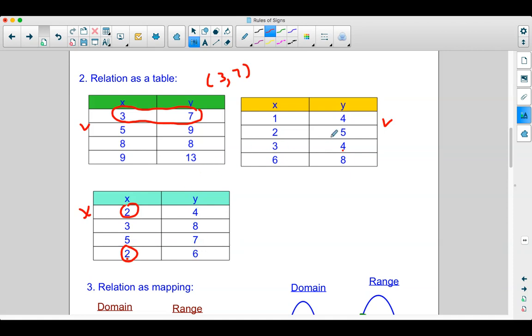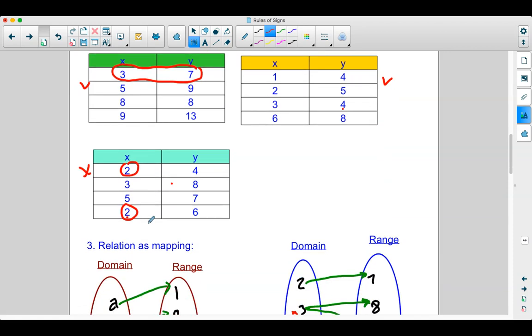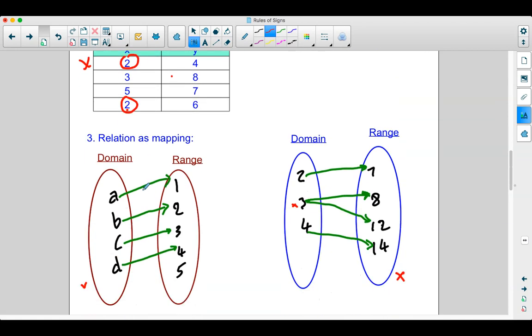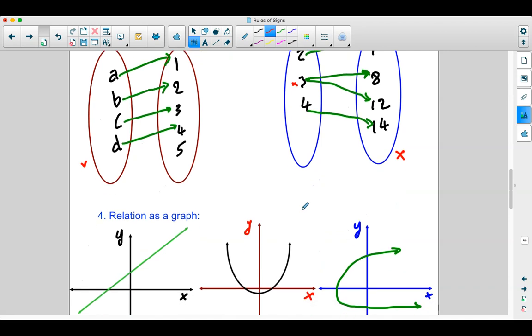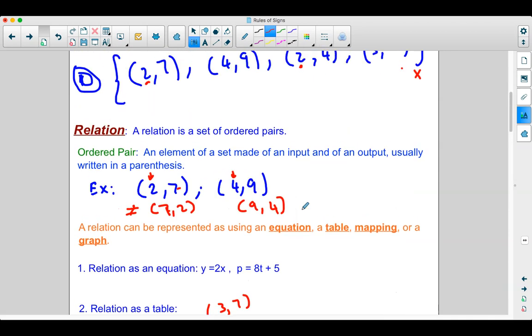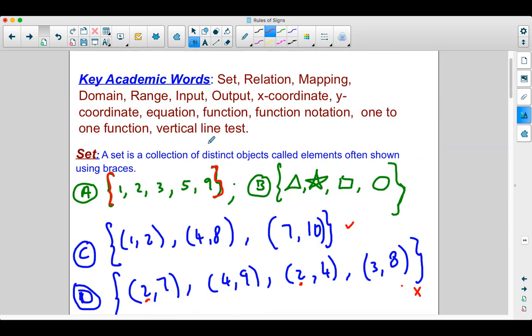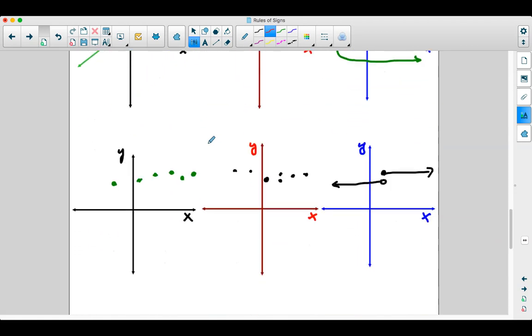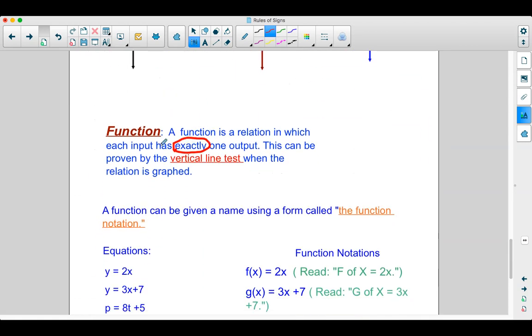So this is okay. This is not okay for functions. So this is not a function. For the same reason, this one is not a function, because we are following the definition of what is a function. Where is the definition right here? Each input has to have exactly one output.